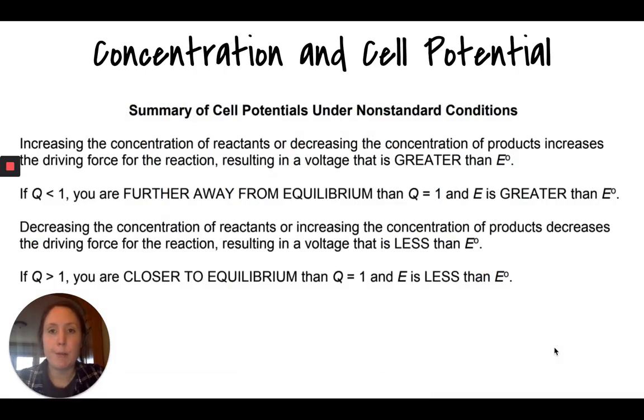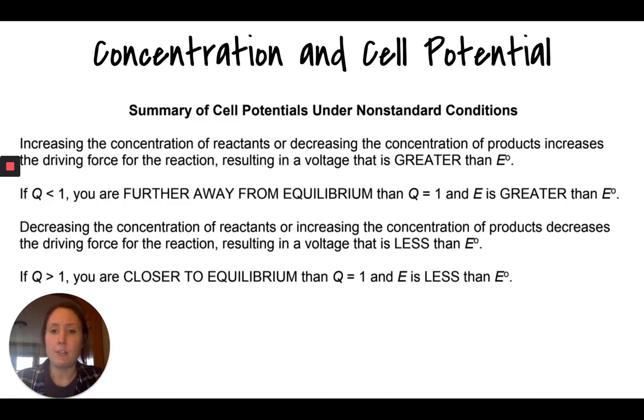So here's the summary of what's going on. Increasing the concentration of reactants or decreasing the concentration of products increases that driving force for the reaction, resulting in a voltage that is greater. If Q is less than 1, you're now moving further away from equilibrium where the battery is dead, and therefore E will be bigger. So remember, equilibrium has a very high value.